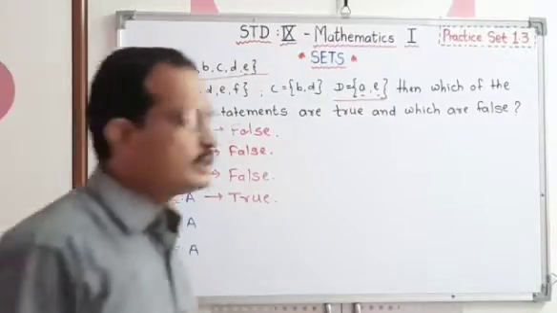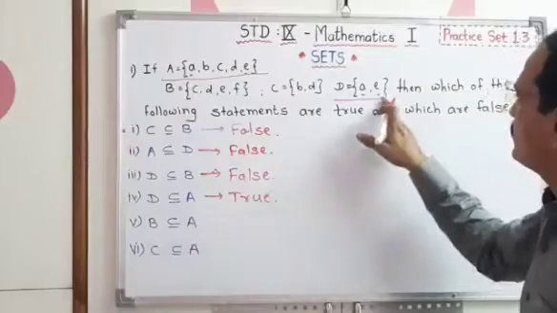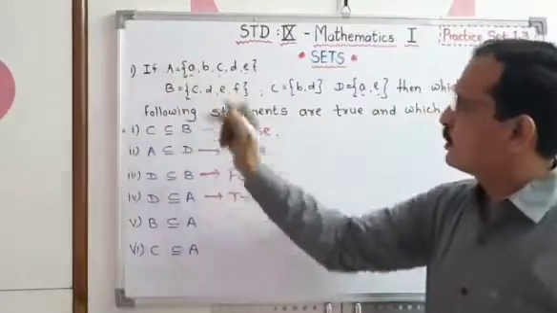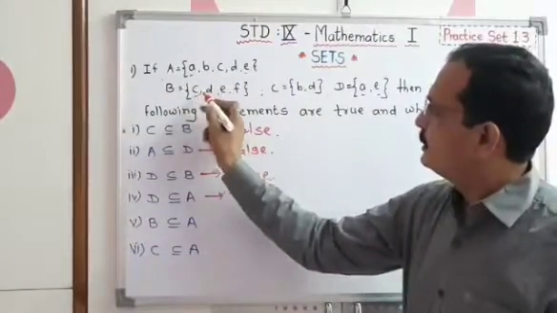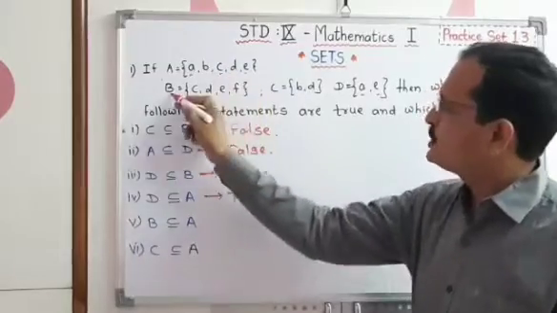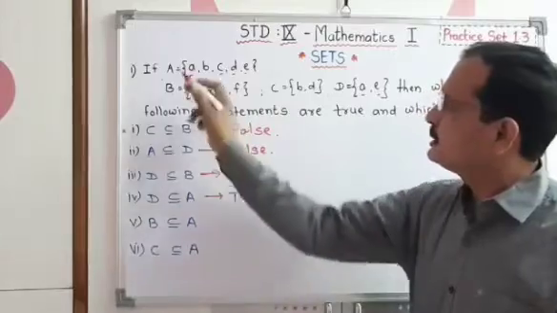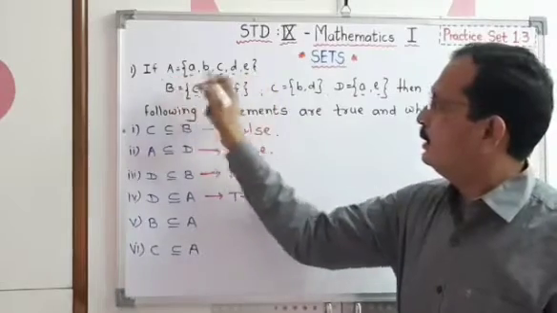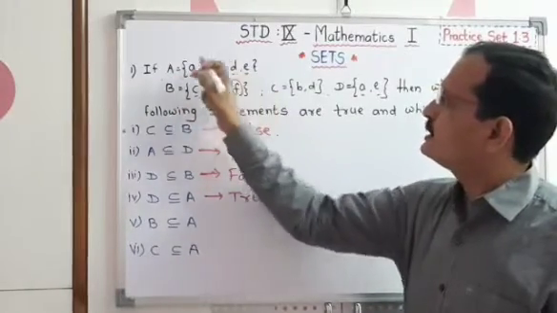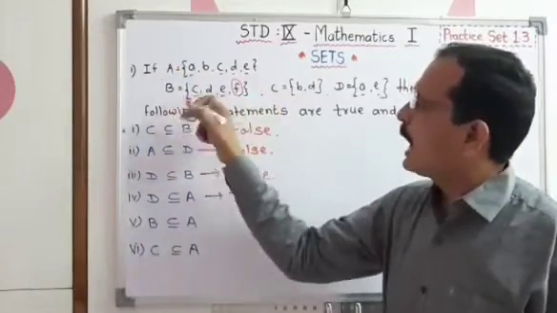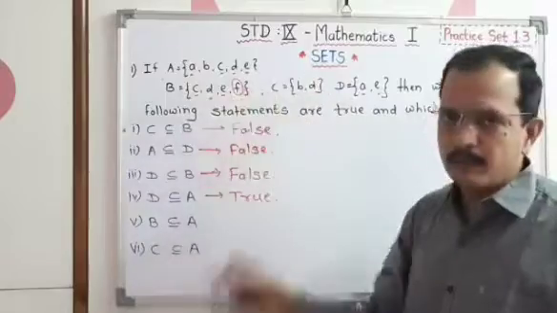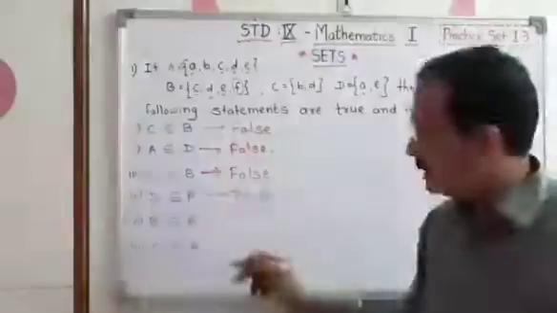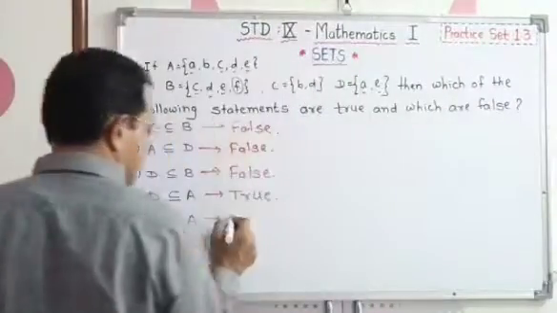Next one is B is a subset of A. Now consider set B and set A. B is a subset of A. Now, element C is present in A. The element D from set B is also present in set A. Then E is present in set A. But this F is not present in set A. That means all the elements of set B are not present in set A. Therefore, set B is not a subset of A. But the statement says that B is a subset of A. Therefore, this statement is false.